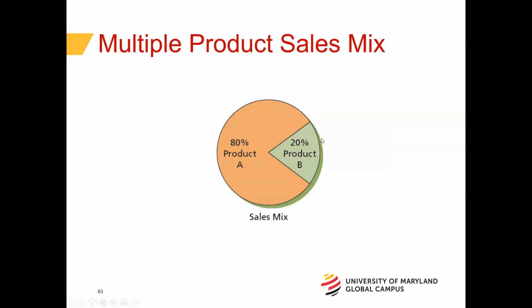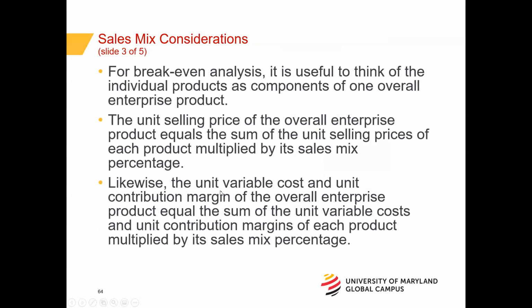And here's how it looks graphically. Sold 80% product A, 20% product B. This information is helpful for the company to identify its sales mix, expressed as a percentage, and it also helps the company to identify its contribution margins for each product within the sales mix.